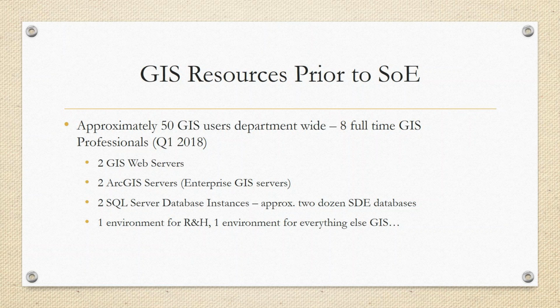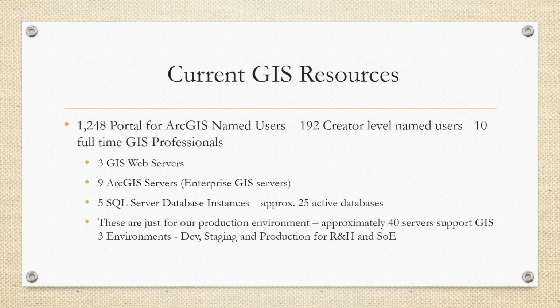You can see we had a number of servers, a couple web servers, a couple GIS servers, some database instances, and essentially one environment for roads and highways and one environment for everything else. Since we kicked off the System of Engagement in 2018, we've seen the interest and growth of GIS within the department. I'm not going to go through all of these things, but we've made a very significant investment since 2014, when we started roads and highways, and even more so when we started the System of Engagement, where we have over 40 servers supporting multiple environments for our GIS.